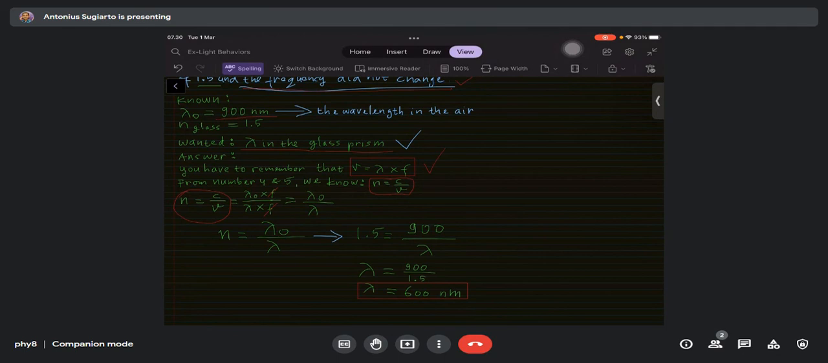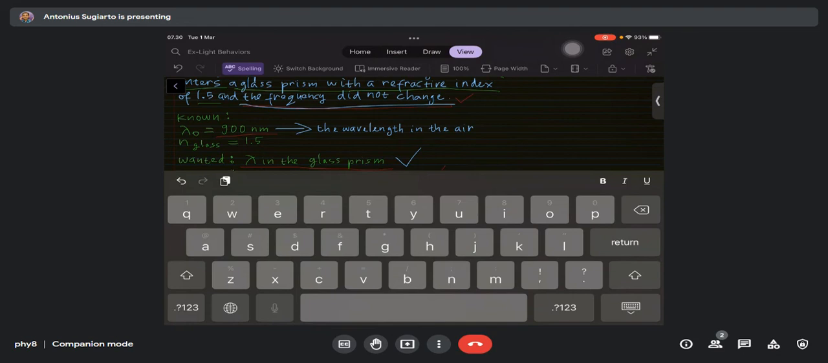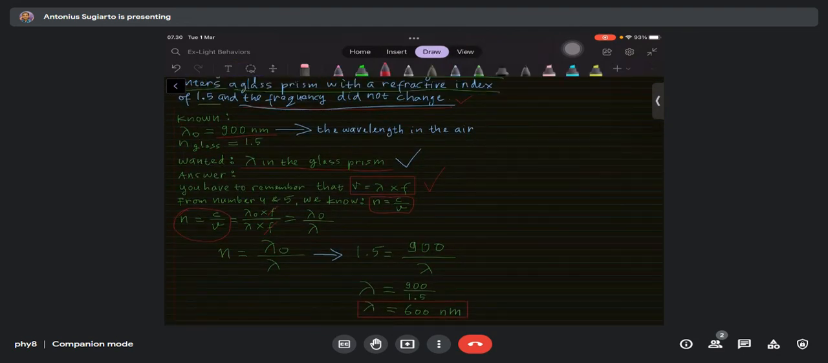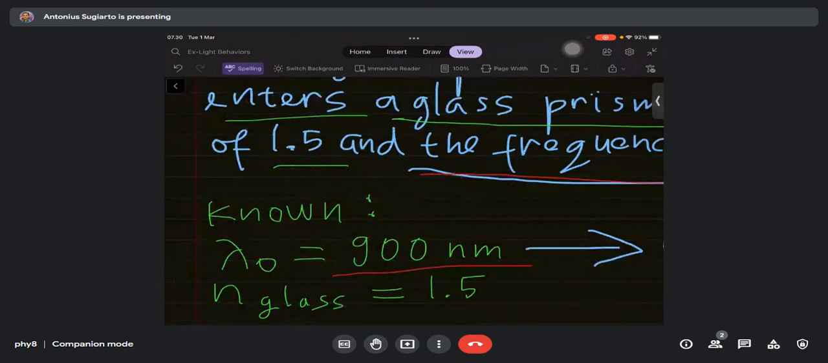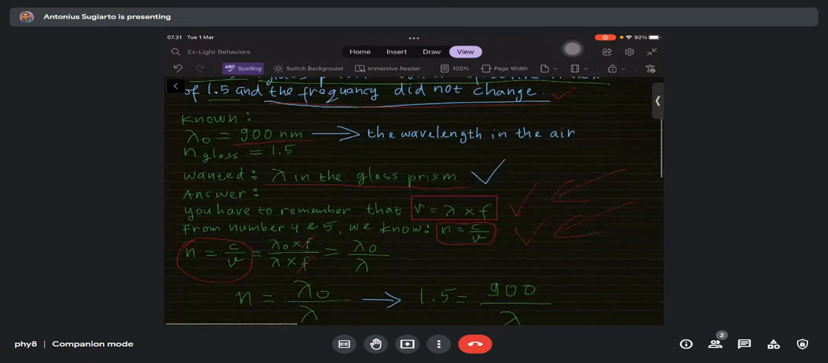I hope you understood the details of calculation. What you have to remember is this: that V equals lambda times f and n equals C divided by V. Okay, this is from me. I hope you understood the detail of calculation, and you have to use your prior knowledge about V equals lambda times f and then n equals C divided by V.